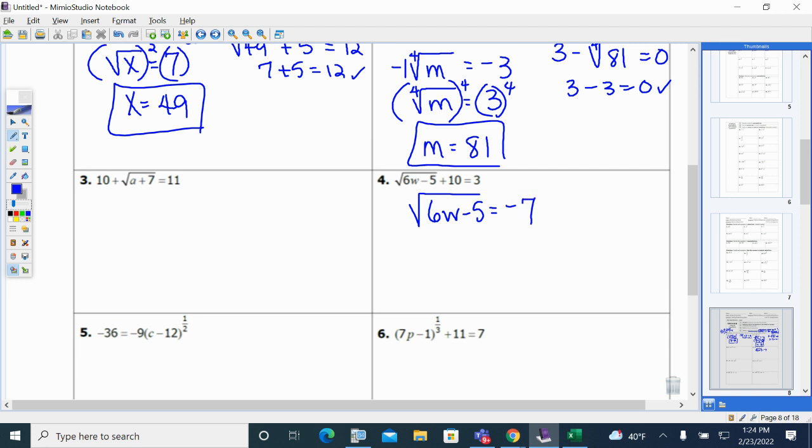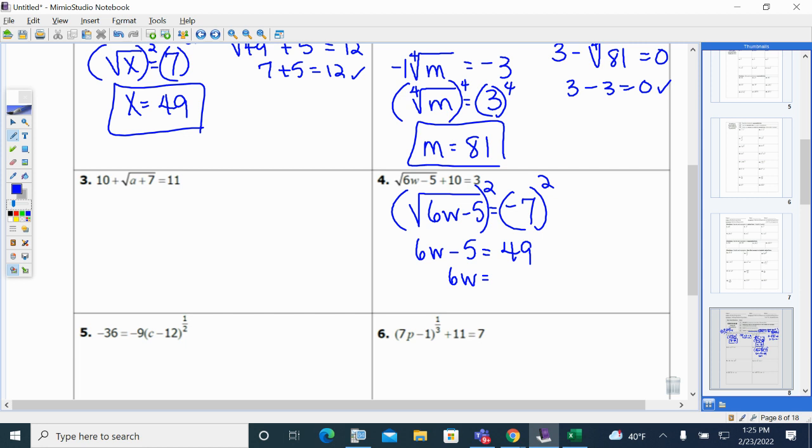And then the index is a 2. I've got the radical by itself. The index is 2, so we're going to square both sides. And I get 6w minus 5 equals negative 7 squared, which is 49. It is positive because negative 7 times negative 7 is positive. Then we're going to add our 5.